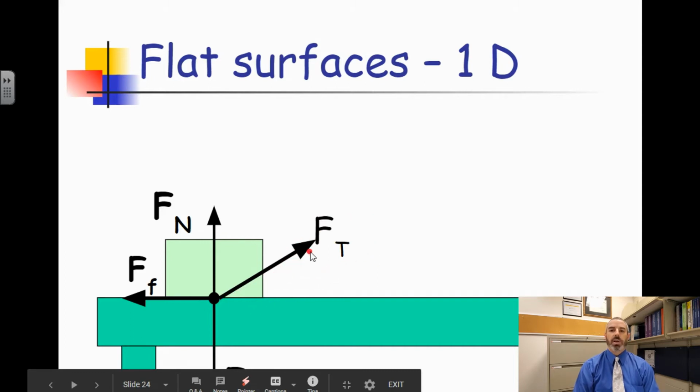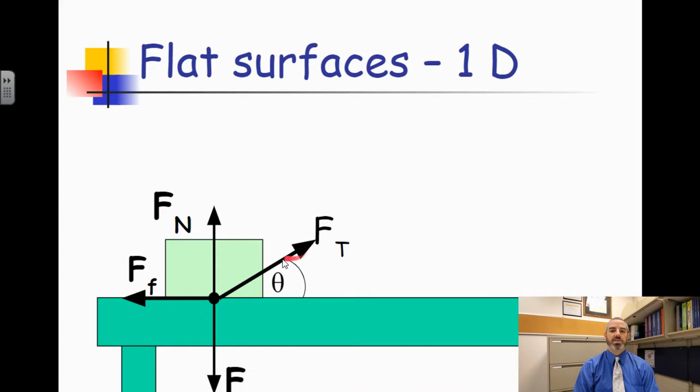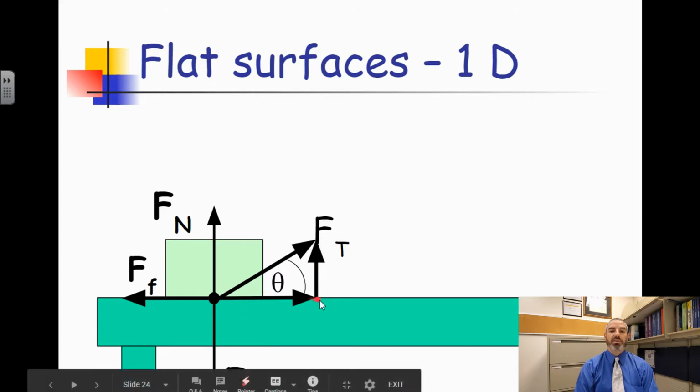What we want to do is break this down into pieces called components. It has a component that points to the right and a component that points up. So we enclose a right triangle around the given angle, and we show that the up and right force has a part that points up and a part that points to the right.